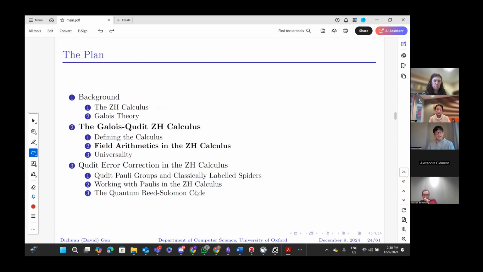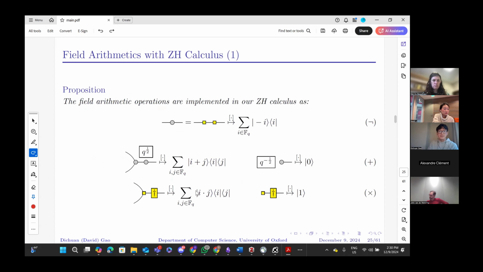So that's the calculus. Now, as promised, we need to be able to do field arithmetic in the ZH calculus. And indeed, we have that. In my calculus, if you have a one in, one out X spider, that is the same as having two H gates in a row, and that is the same as taking the negative in your computational basis field.